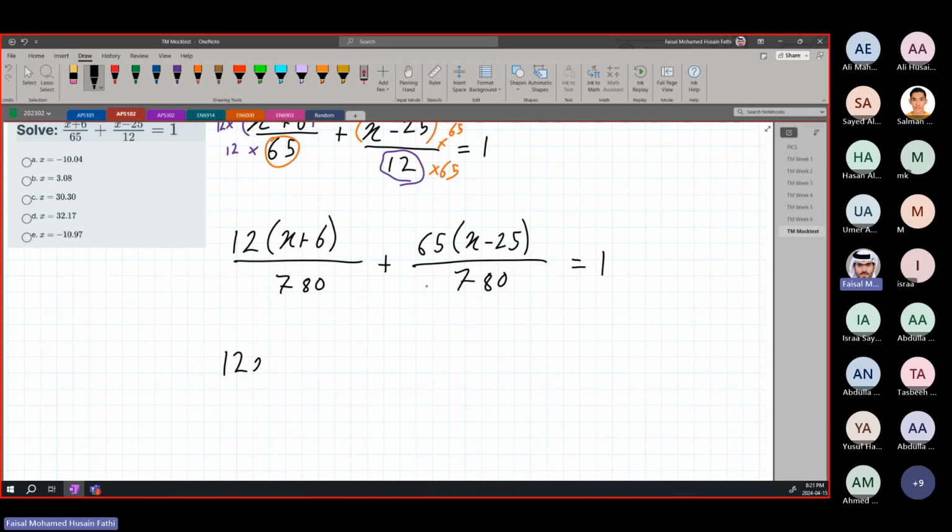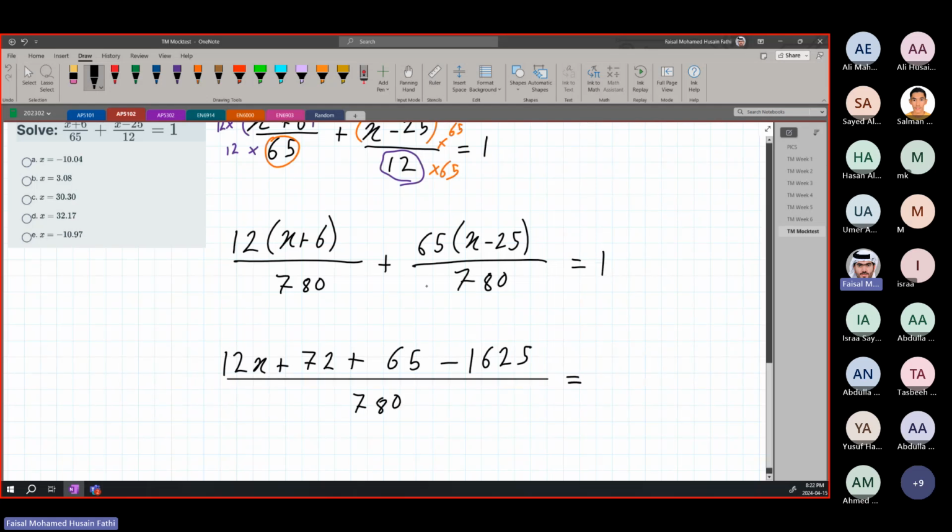So it's going to be 12x plus 6 times 12, which is 72, plus 65 times x, minus, because plus times minus, 65 times minus 25, which is 1625, all divided by 780. It's equal to 1. Okay. I've done a lot of these in the very first session, if you remember.